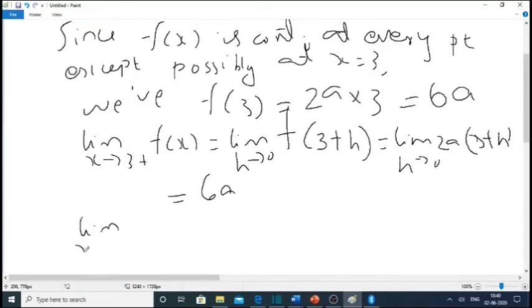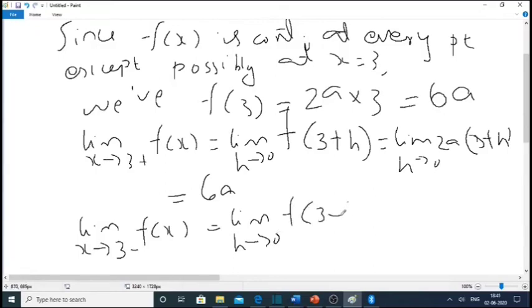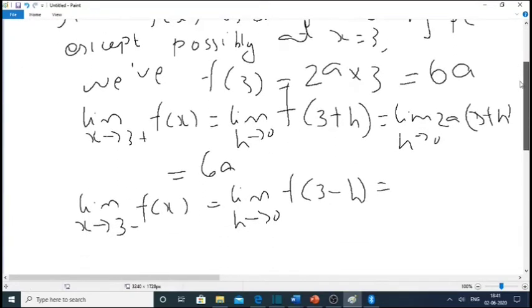അടുത്ത് limit x tends to 3 minus f of x, which is equal to limit h tends to 0 f of 3 minus h, which is equal to value when x less than 3 is x square minus 1. So limit h tends to 0 3 minus h all square minus 1, which is equal to h ന് 0 കൊടുത്തു കഴിയുമ്പോൾ 3 minus 0, 3 square is 9, 9 minus 1 is 8, which is equal to 8.